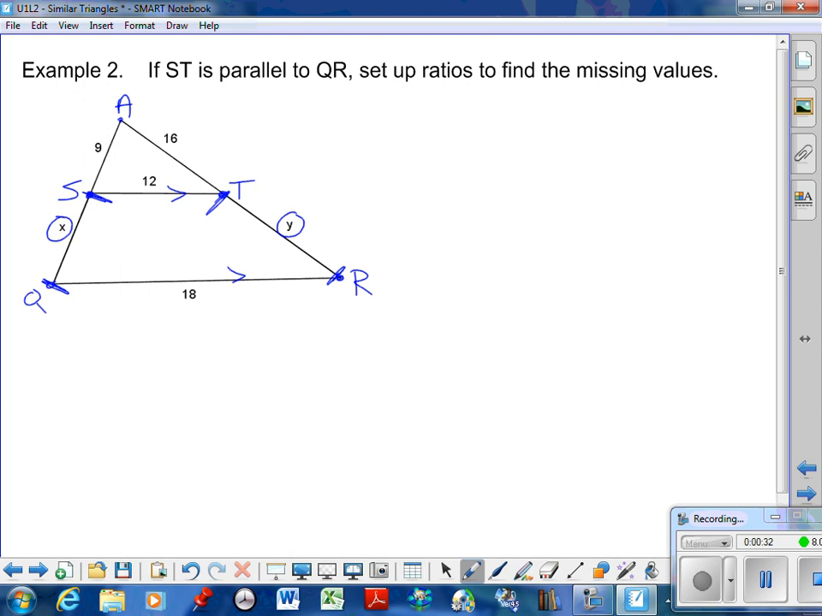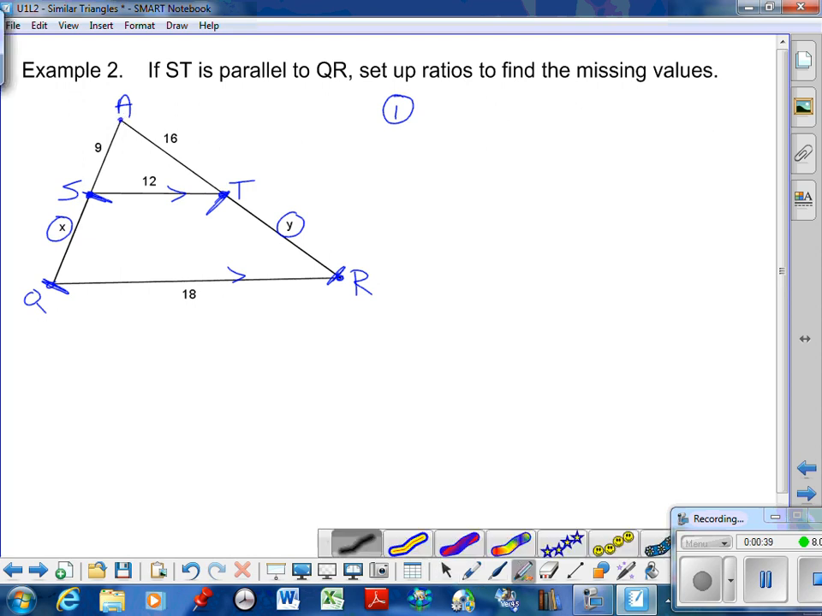First step, step one, I'll number them here, is to get your ratio set up. So we do have two triangles. So again, it's always the same thing.